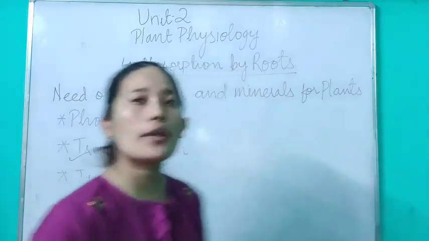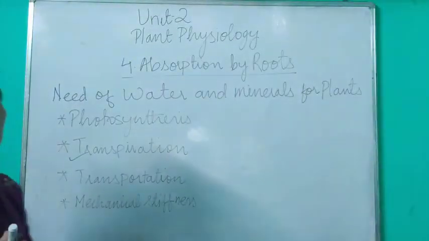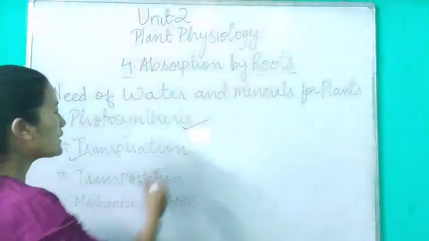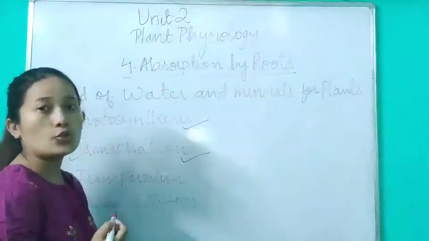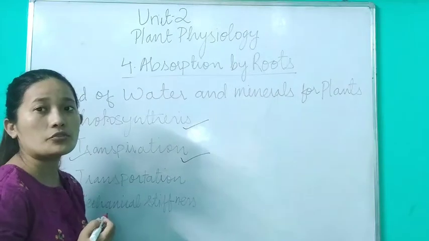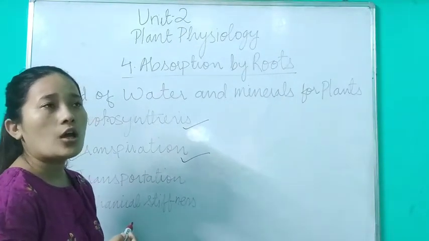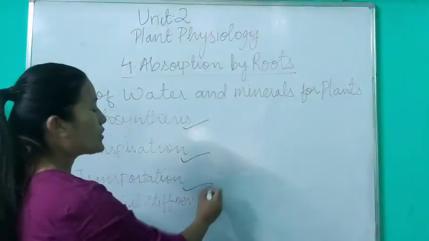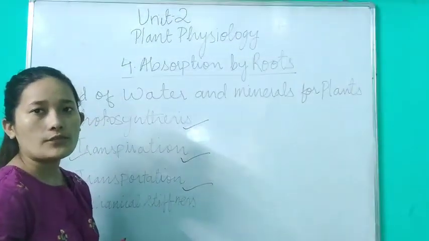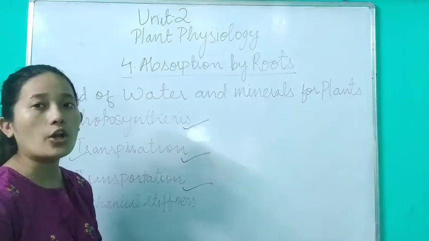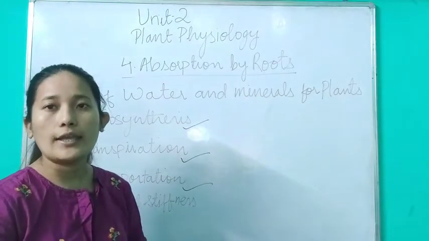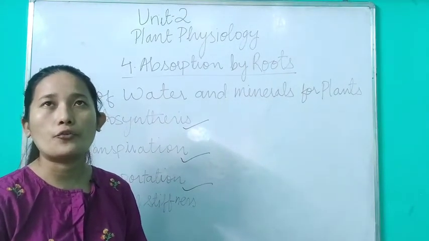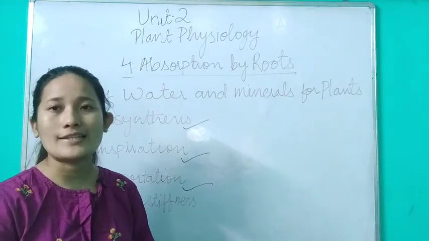So what were the different roles of water? First one was photosynthesis. We all know what photosynthesis is. Transpiration, providing a cooling effect as well as producing the suctional force for the conduction of water to tall trees. Then we have transportation. Along with the water, different minerals are transported, and we all know the role of minerals in plants, for formation of different types of proteins or for formation of enzymes.